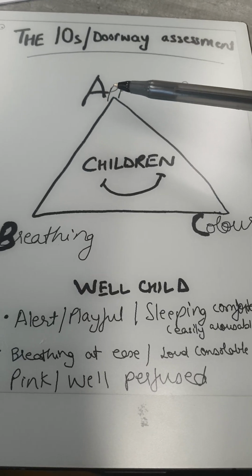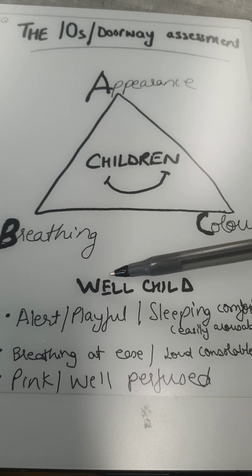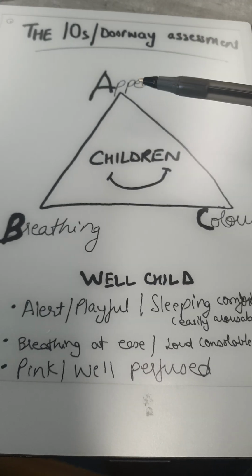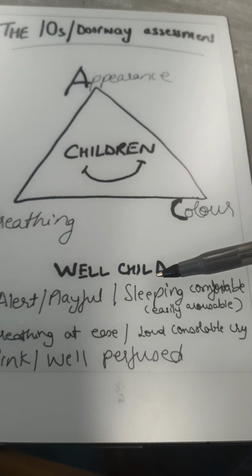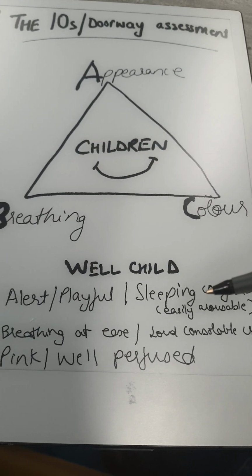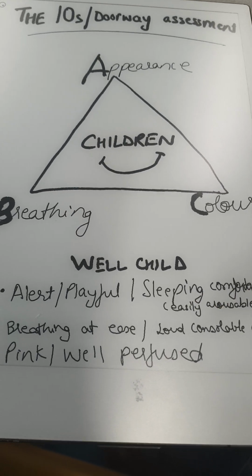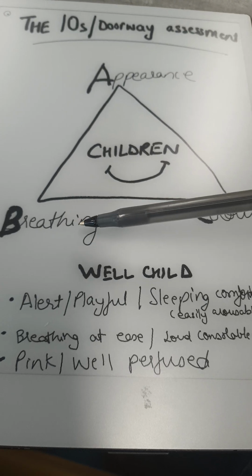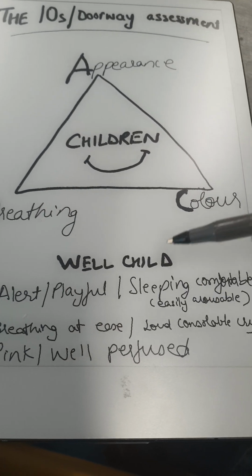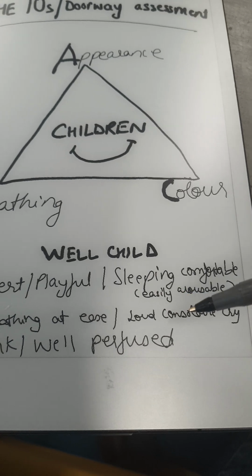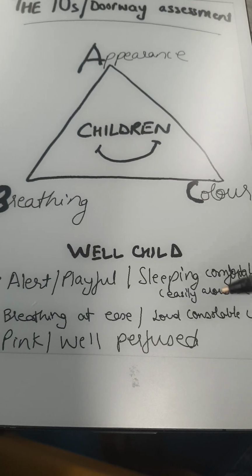Now, what we talk about in appearance is, first of all, imagine what a well child would look like. When you look at them, they would look alert, playful, or be sleeping comfortably, where the parents are at ease, and they are easily arousable. A well child would be breathing at ease, or if they are crying, the cry is loud and they are consolable.